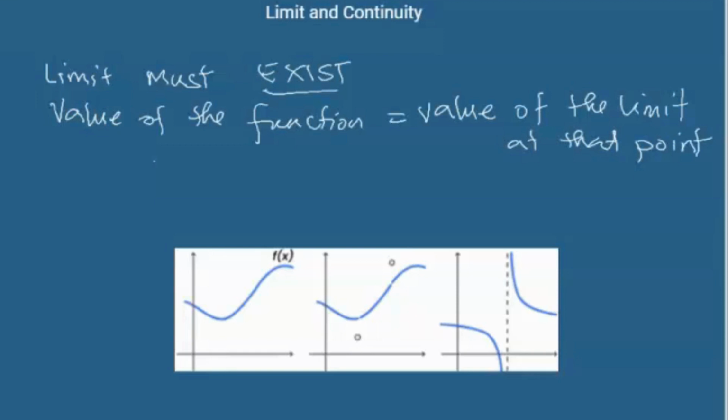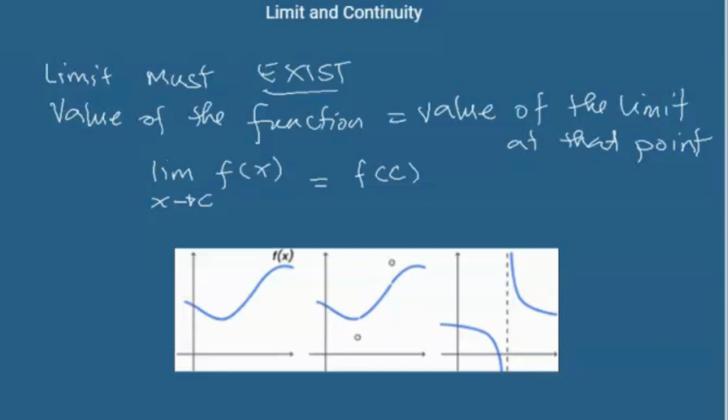So in symbols, we can say the limit of f of x as x approaches a value of c must be equal to f of c. Now if the graph of the function is given, all you need to check to determine if it's continuous or not is if the graph is continuous.